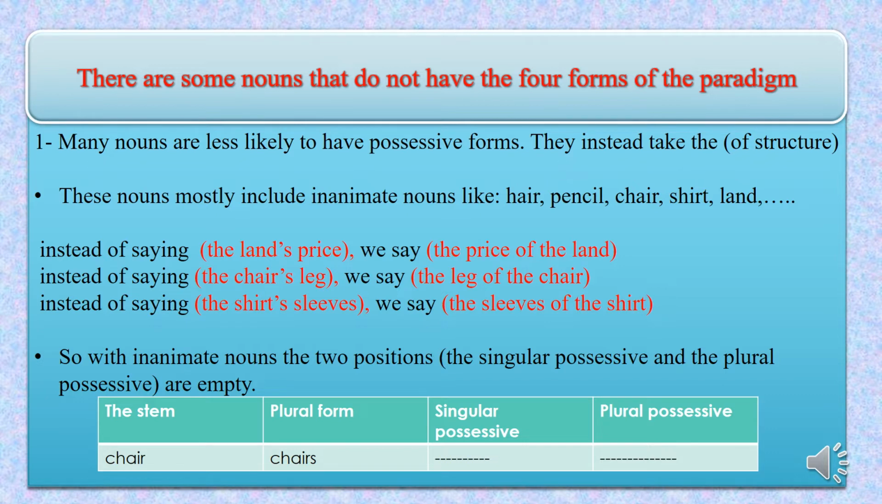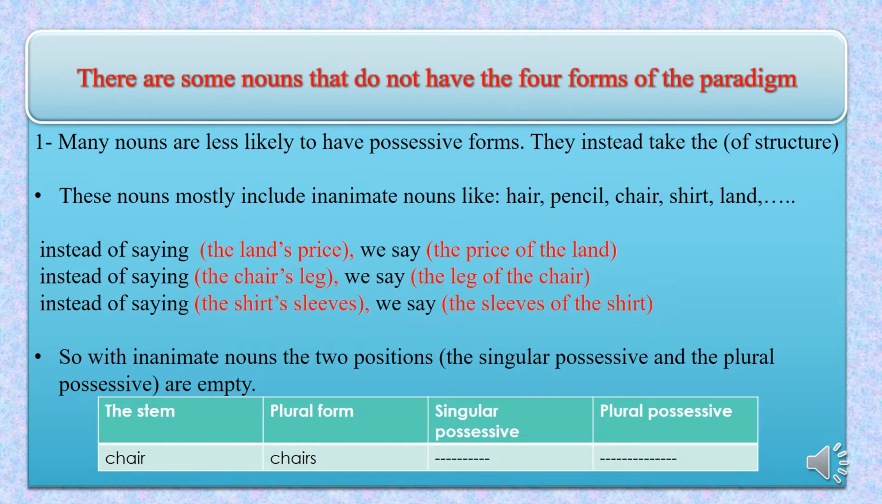These are inanimate nouns. The inanimate nouns usually do not take the S possessive, whether S singular or S plural possessive. So they do not have these forms in the noun paradigm. Instead of taking the S possessive, we can use the of structure. So instead of saying the land's price, we say the price of the land. Instead of saying the chair's leg, we say the leg of the chair. Instead of saying the shirt's sleeves, we say the sleeves of the shirt.